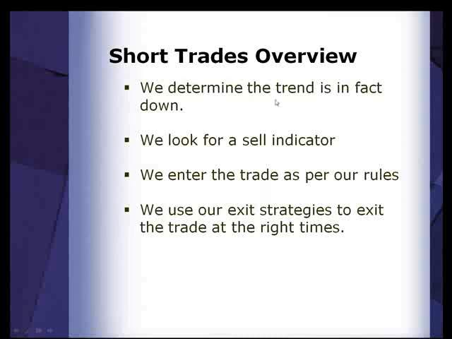To begin with, let's just talk about what we're doing here. When we make a short trade, we need to take a few steps. We first determine that the trend is in fact down. At that point we look for a sell indicator, and assuming we get one, we enter the trade as per the rules that we've set up, and then we use our exit strategies to exit the trade at the right time.